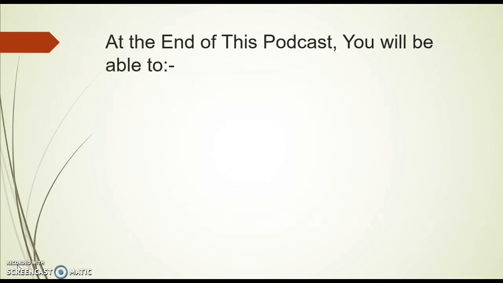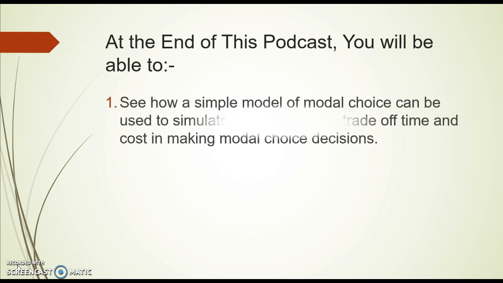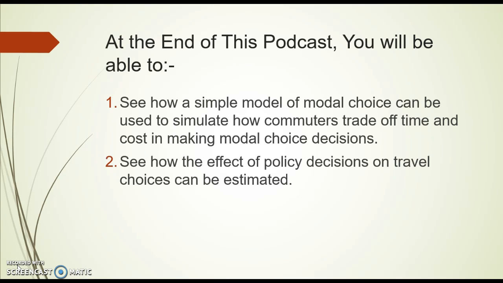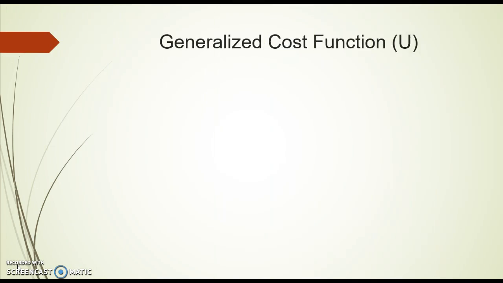So that brings us to the objectives of today's podcast. At the end of the podcast, you are going to be able to see how a simple model of modal choice can be used to simulate how commuters trade off time and cost in making their modal choice decisions. You're also going to see how the effect of policy decisions on travel choices can be estimated. So let's start by looking at that model.